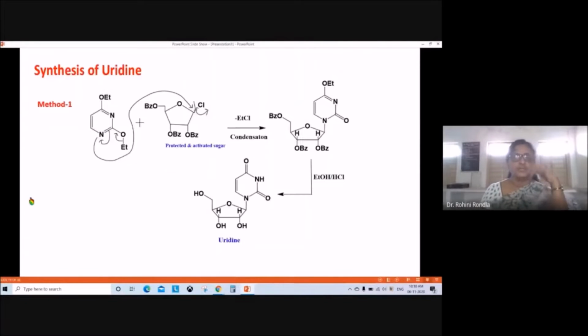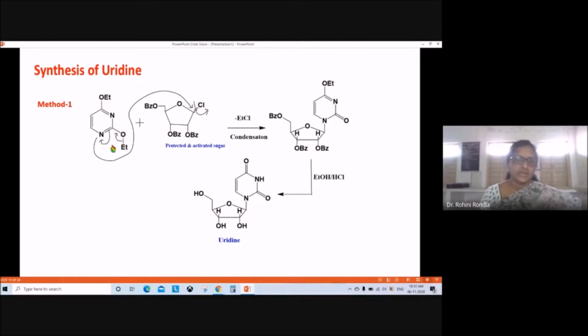Synthesis of uridine. RNA లో ఉన్న nucleosides ఎలా synthesize చేయాలో చూస్తున్నాం మనం. This is actual uracil structure. But here this ethyl substituted uracil derivative is taken. Because if you substitute this with the ethyl groups, the nucleophilicity increases on nitrogen atom. Negative charge will increase. Then this nucleophile attack takes place at this C1 carbon. That is why these keto groups are substituted with ethyl.